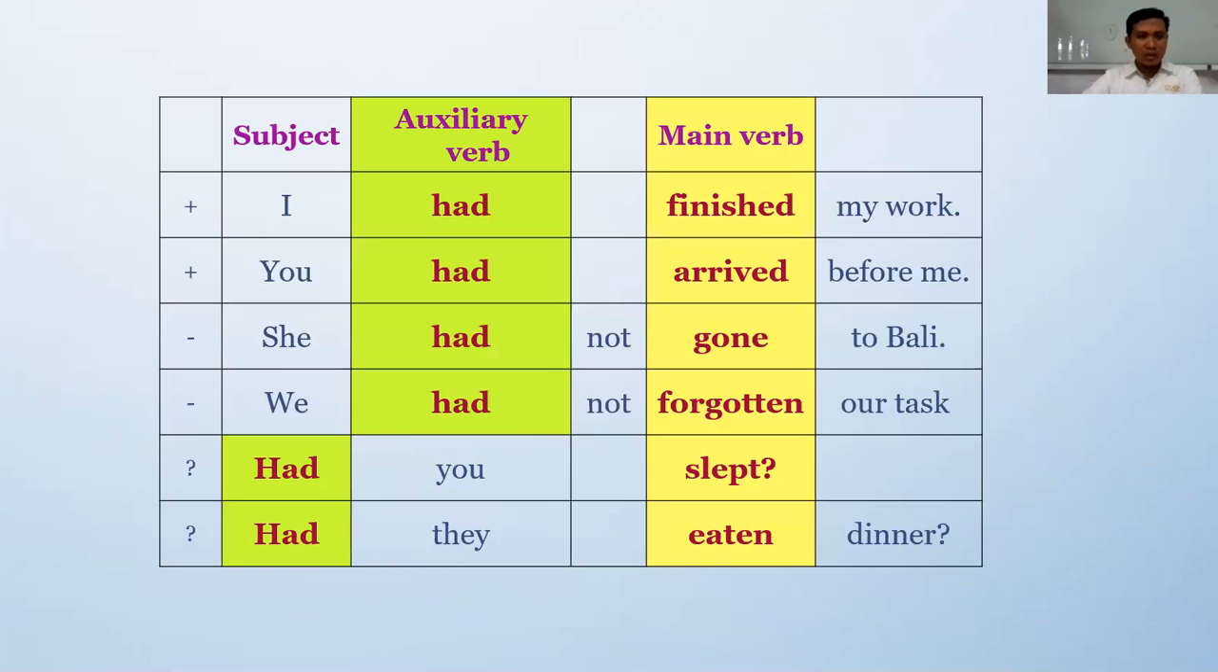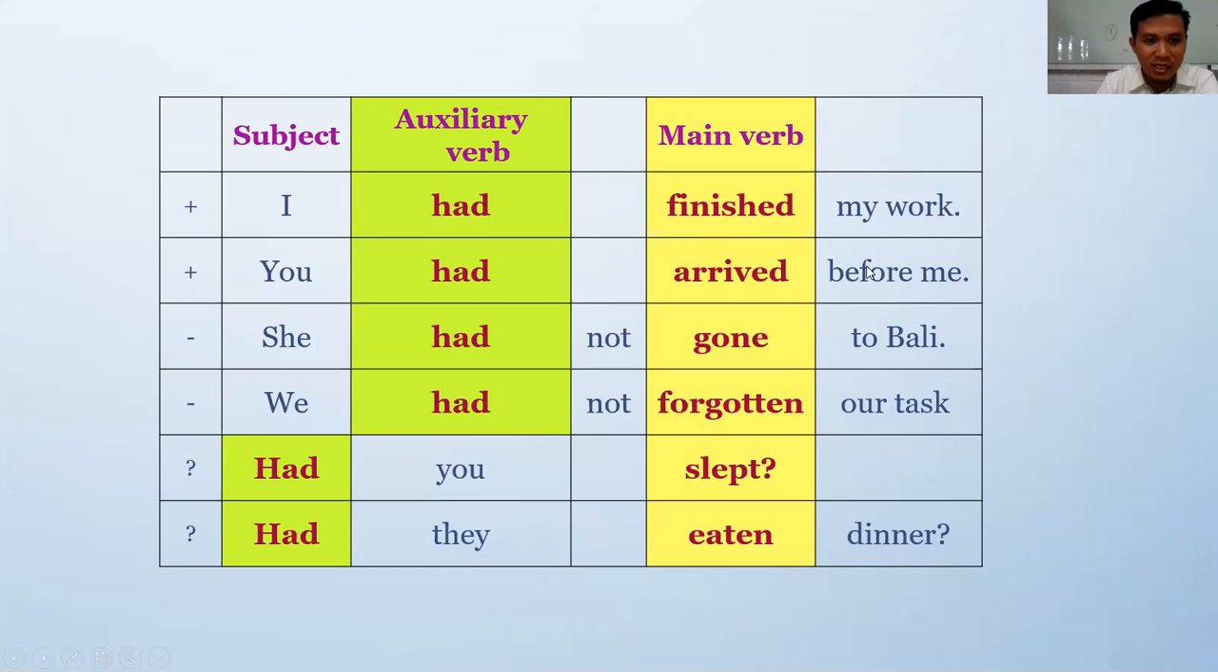Okay, so here is a glance of the forms. Subject, auxiliary verb, and then the main verb. I had, so we use only had here. I had finished my work. If you want to give more explanation, before you came. I had finished my work before you came. Yeah, I already finished before you came. All right. You had arrived before me.